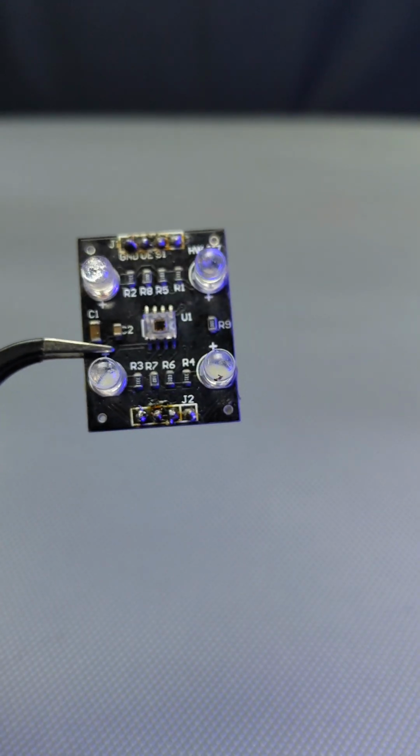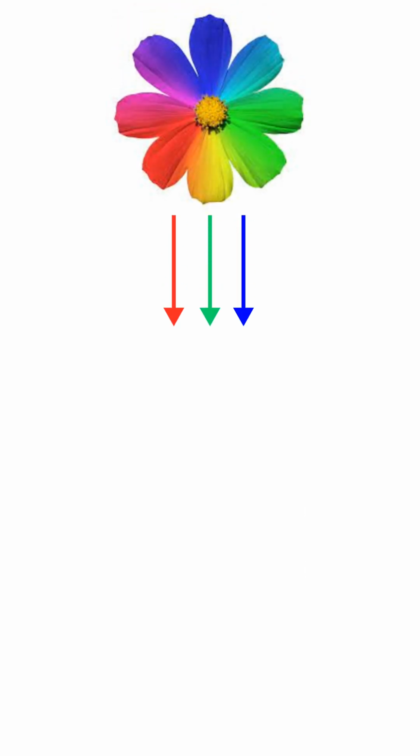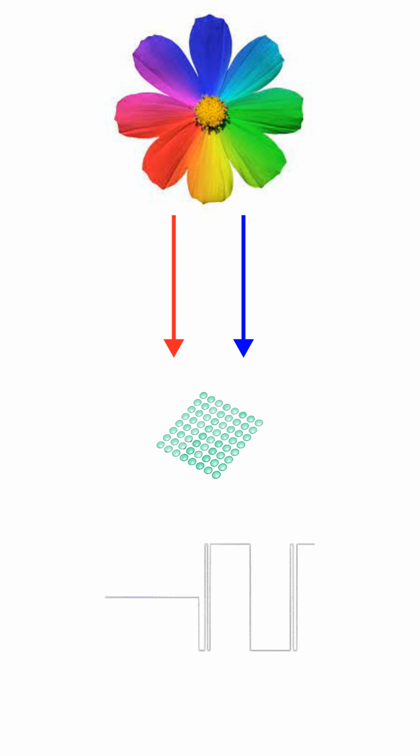The four white LEDs will emit light, and the reflected light will be detected by the photodiode array. The output current of the diodes will vary according to the frequency of the color. The sensor generates a square wave output according to the output current.